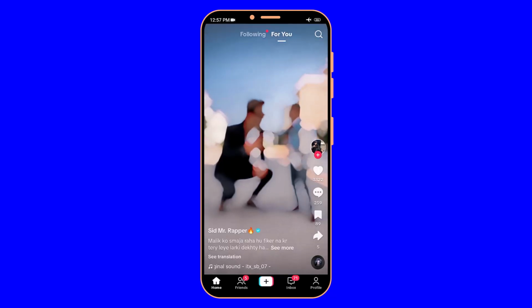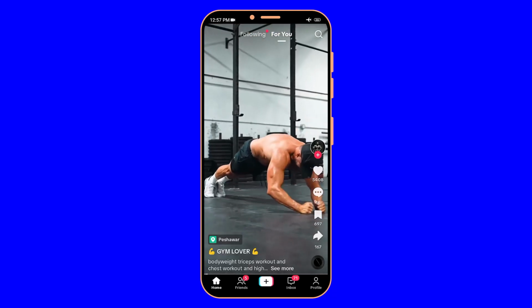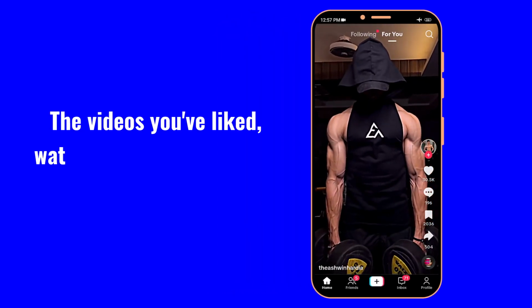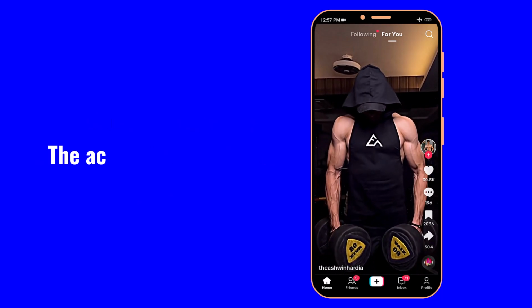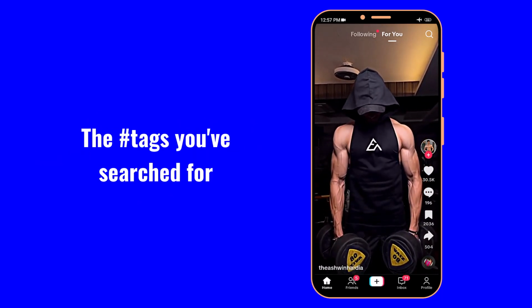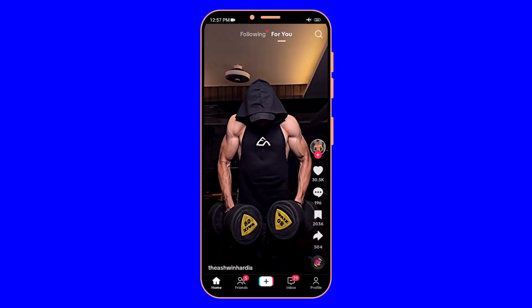The FYP algorithm is pretty complex, but it basically takes into account a variety of factors, including the videos you've liked, watched, and shared in the past, the accounts you follow, the comments you've left, the hashtags you've searched for, the type of device you're using, your location.